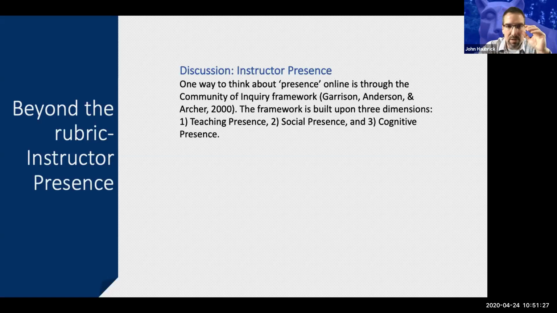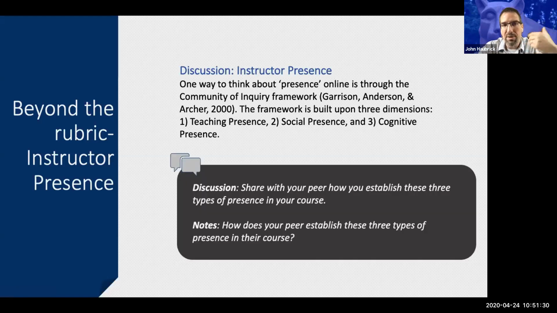And part of that is I just simply ask them. So one of the discussion questions is share with your peers how you establish each one of these types of presence. And there's more about each one of those types of presence in the rubric, so that they can look at it and understand what they are as well.